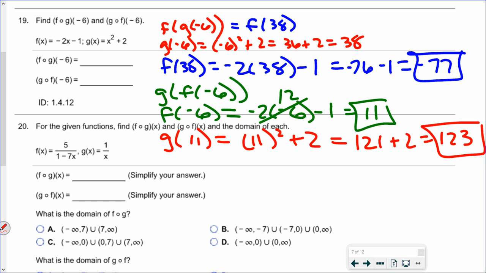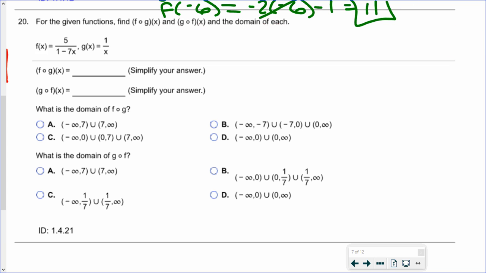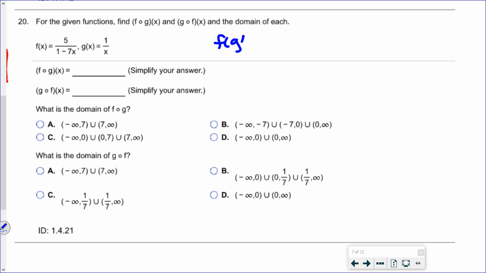Number 20 is done in a very similar way, except you're plugging a function into a function. It's asking for the domain. This one is a lot more involved. Okay? So if I want to do number 20 here, and I want to do the composition of them, and I want to do f at g of x, that means I'm going to do f at my g function, which is 1 over x. Yes? So every place I see an x in my f function, I'm going to plug in 1 over x there.